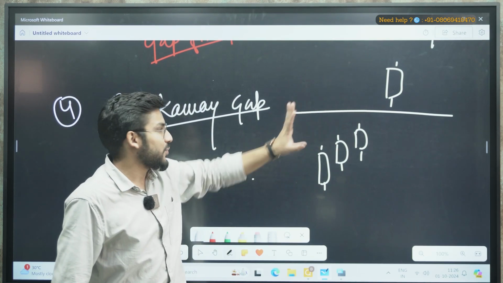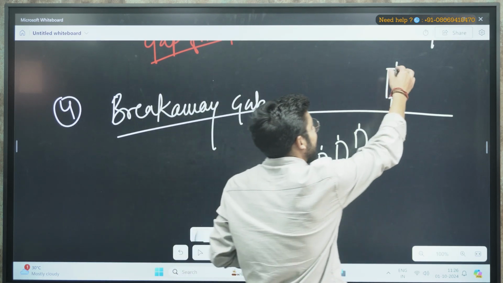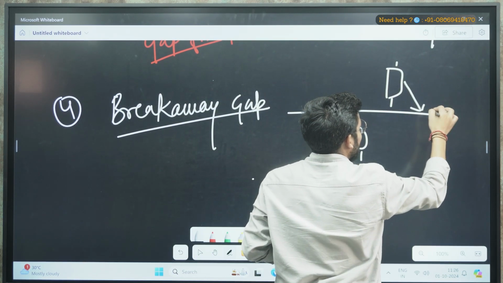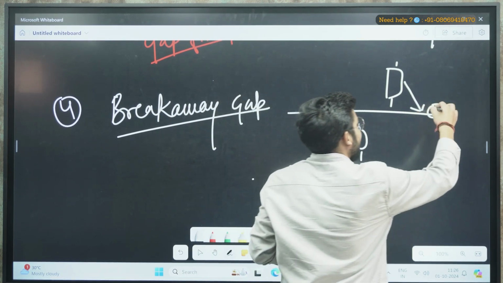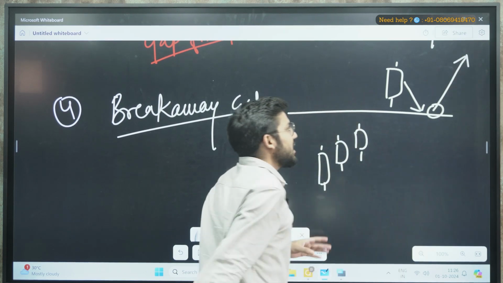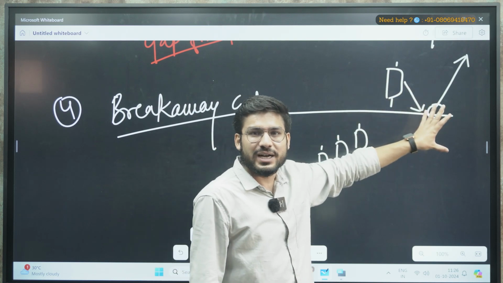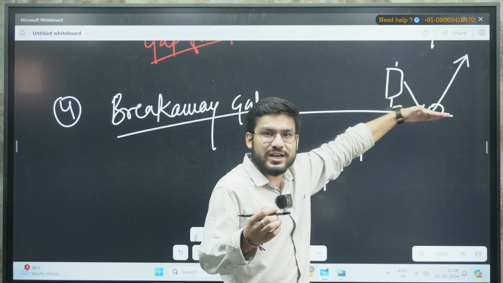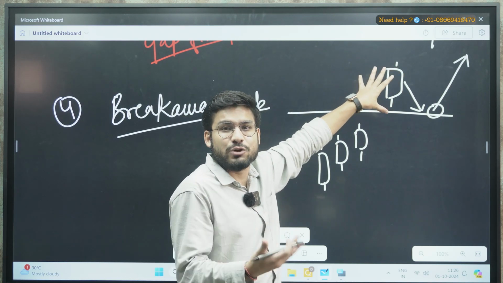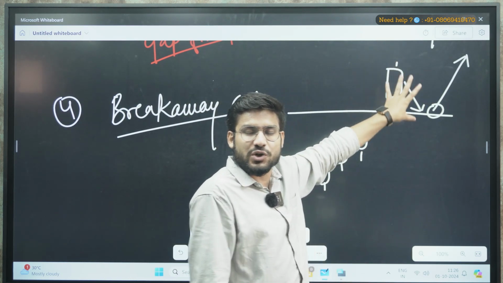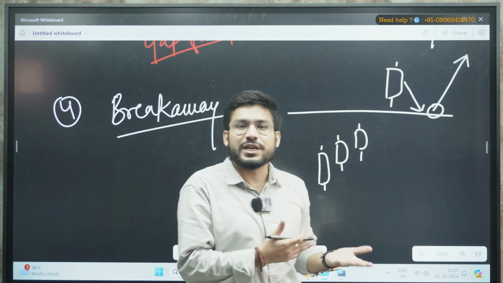So how can you trade with this? You can wait for your market to come back to this level to retest this resistance, right? And then again it can go in the same direction. So this breakaway gap also signifies strong sentiment in the market. The resistance that you have been waiting for to break out has been broken by very strong sentiment in the market.